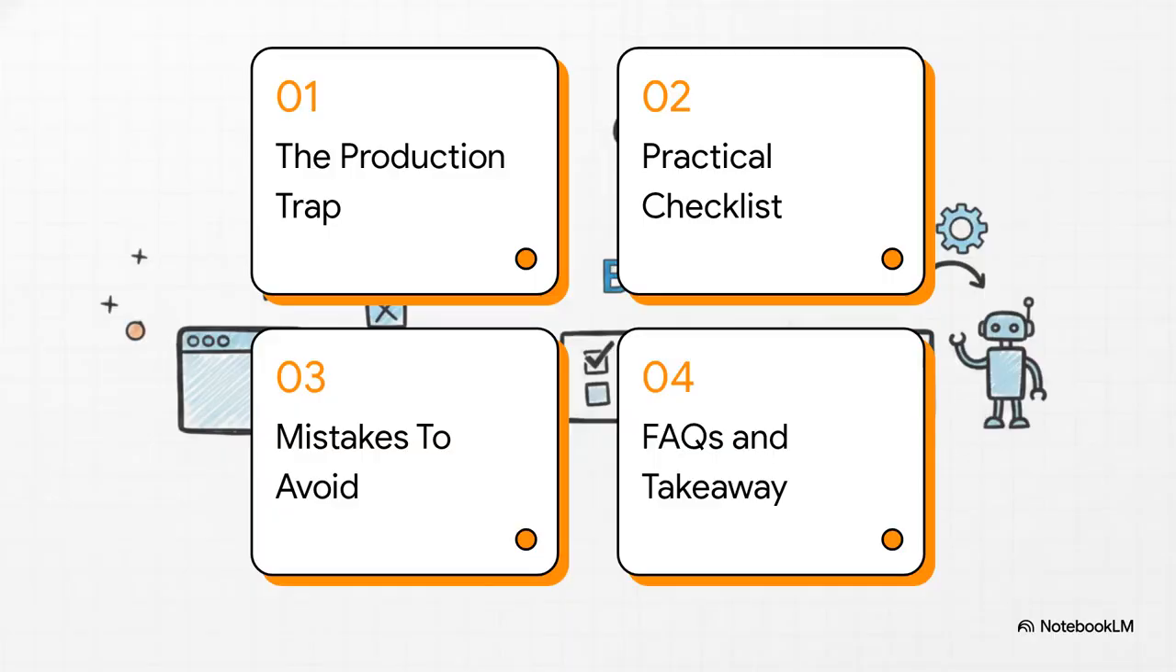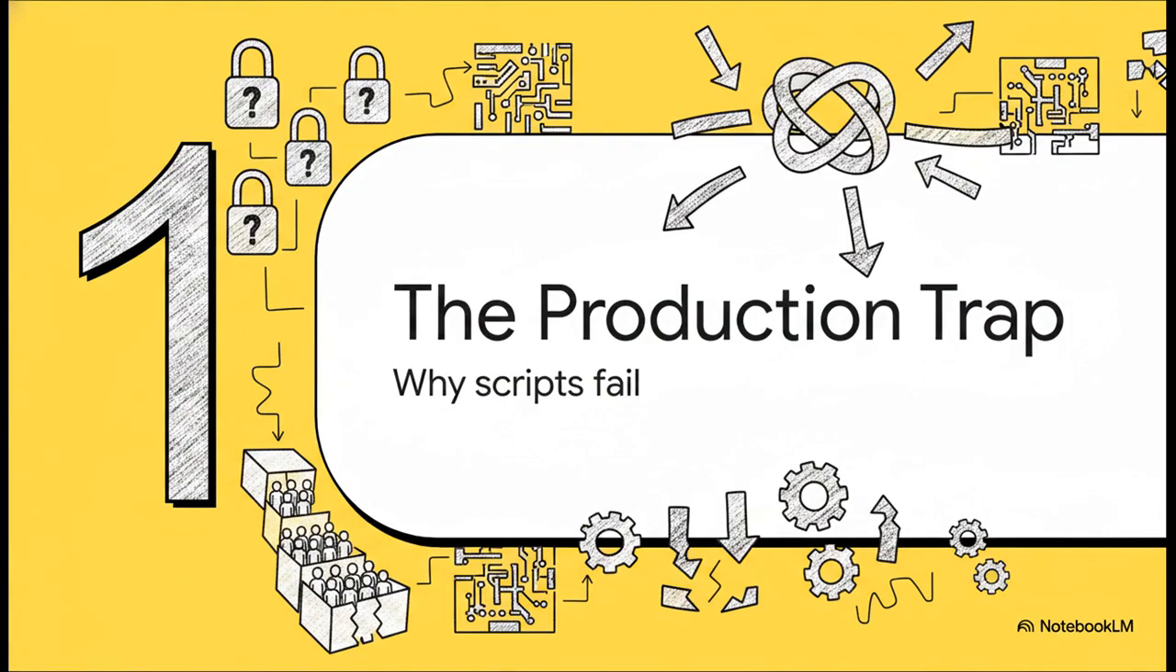So, here's our roadmap for today. 1. The production trap. 2. The BullMQ paradigm. 3. The practical checklist. 4. Mistakes to avoid. And 5. FAQs and takeaway. Section 1. The production trap. Why simple scripts fail unattended.